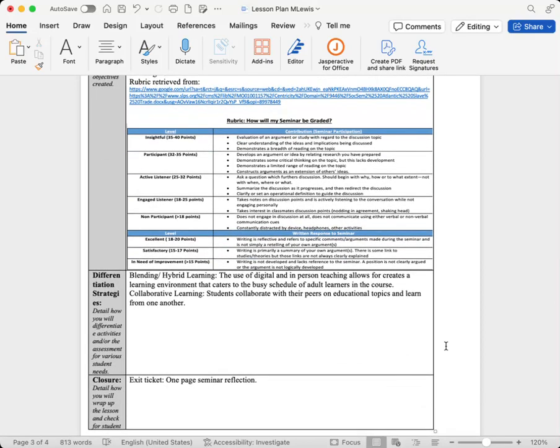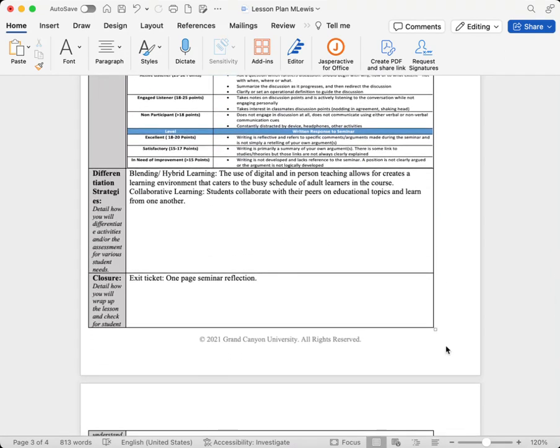The differentiation for this lesson is a blended hybrid learning. The use of digital and in-person teaching allows for a learning environment that caters to the busy schedule of adult learners in the course. The students were able to read the course materials beforehand. They have about a week to do so. Collaborative learning, students collaborate with their peers on educational topics and learning from one another.